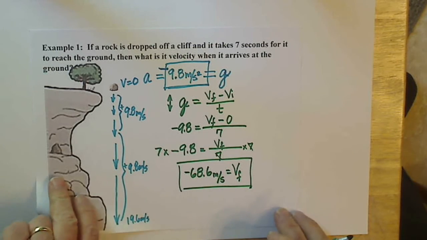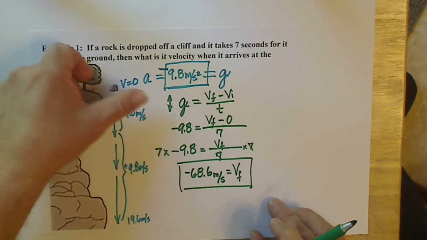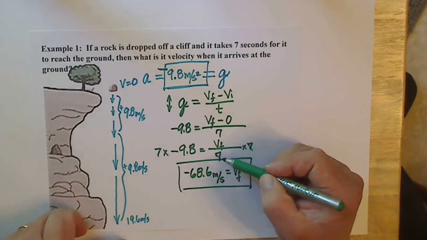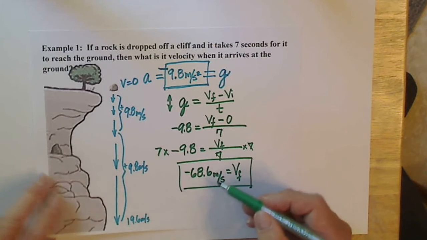Okay? You should definitely know how to do this simple example right here, where you first have something, you drop it, it falls for a certain amount of time, and you can calculate the final velocity right when it reaches the ground.